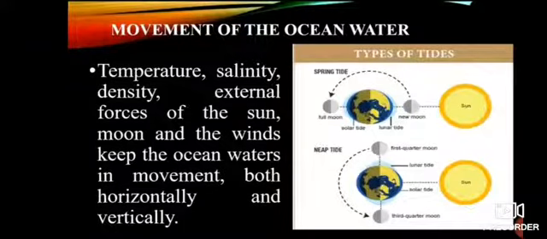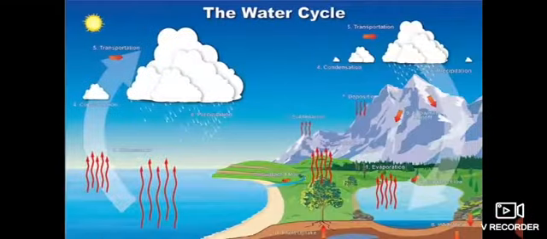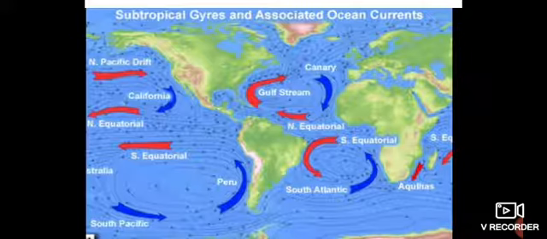Oceanic current. The movement of oceanic water on the surface and in the depth in a definite direction is called an ocean current. Here is a picture. In red we call it a hot current. In blue, cold current.